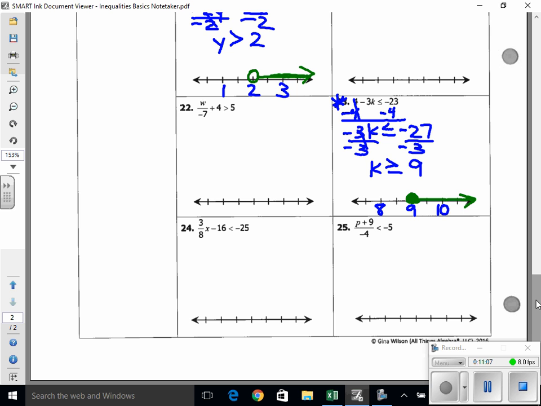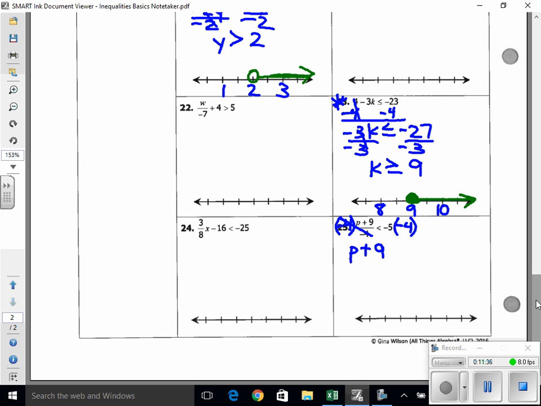Okay. We'll go to number 25. This is the rule breaker question. It's the one that doesn't follow move the constant first and then move the coefficient. You can't move the constant because the constant's trapped in the division problem. So the first step you have to do is multiply by -4 so that the top becomes free. Right now it's trapped. So when you multiply by -4, it crosses off your -4. That leaves p plus 9.